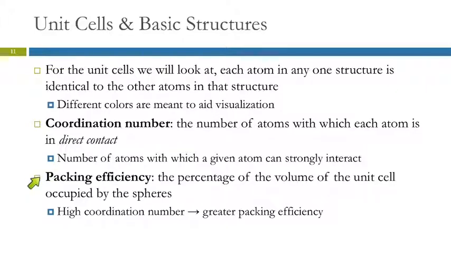Another thing we talk about is packing efficiency. It's defined as the percentage of the volume of the unit cell that's occupied by the spheres, the atoms. So if you have a high packing efficiency, there's very little empty space in that unit cell. A low packing efficiency is going to have more empty space. And these go hand in hand. If you have a high coordination number, you're going to have a larger packing efficiency.